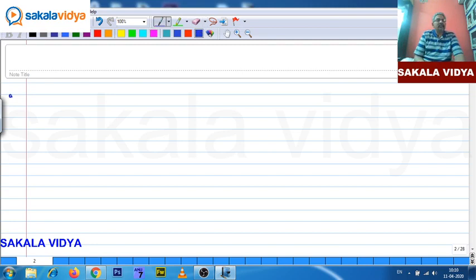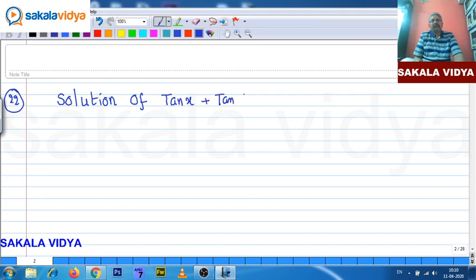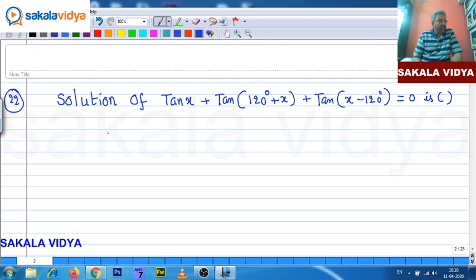Now the 22nd question. Solution of tan x plus tan of (120 degrees plus x) plus tan of (x minus 120 degrees) is equal to 0 is.